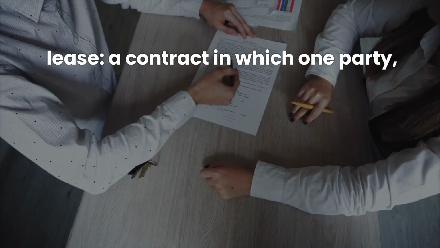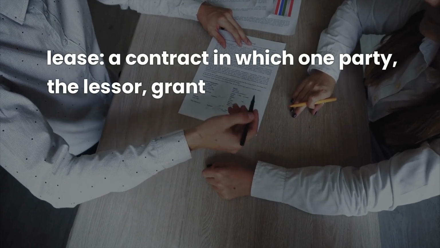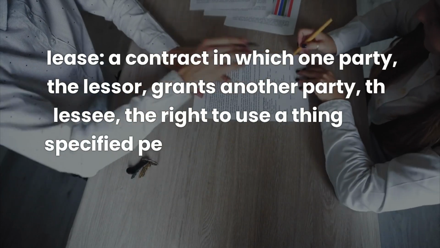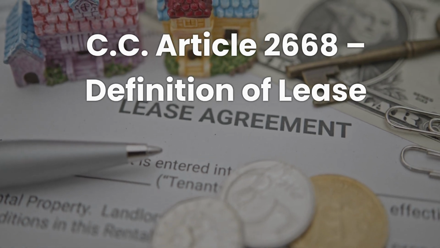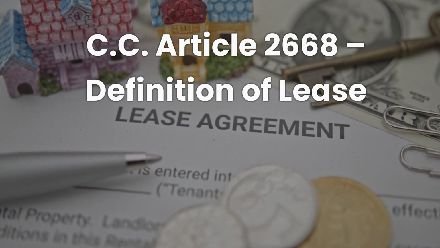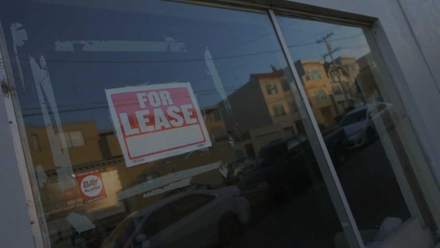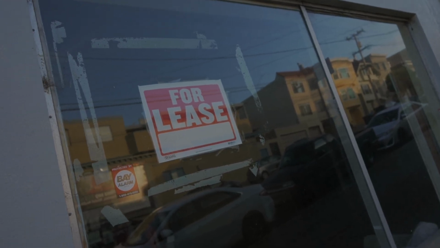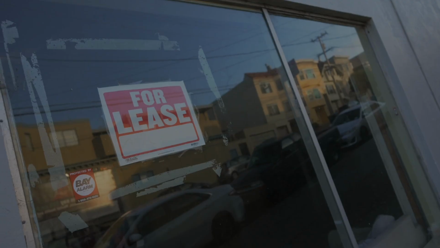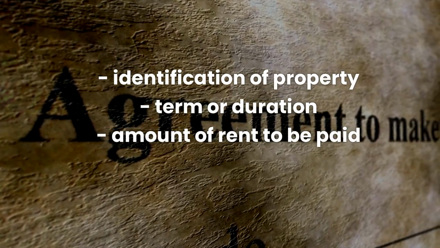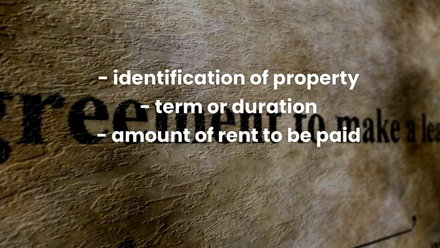In Louisiana, a lease is defined as a contract in which one party, the lessor, grants another party, the lessee, the right to use a thing for a specified period in exchange for rent. This is a simple yet fundamental concept that every notary should know, as defined in Louisiana Civil Code Article 2668 for definition of lease. The lease can be for various types of property, whether it's a residential home, a piece of land, or even a movable item like equipment. The critical elements of a lease include the identification of the property being leased, the term or duration of the lease, and the amount of rent to be paid.